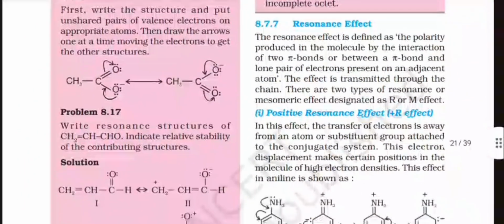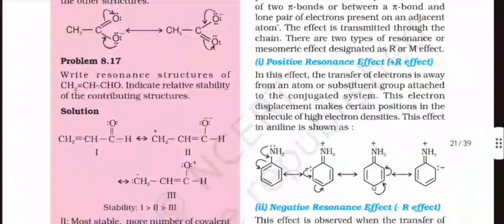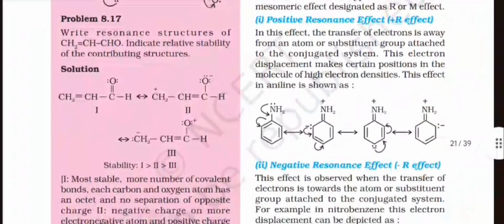Resonance effect. The resonance effect is defined as the polarity produced in the molecule by the interaction of two pi bonds or between a pi bond and a lone pair of electrons present on an adjacent atom. The effect is transmitted through the chain. There are two types of resonance or mesomeric effect, designated as R or M effect. Positive resonance effect, plus R effect.